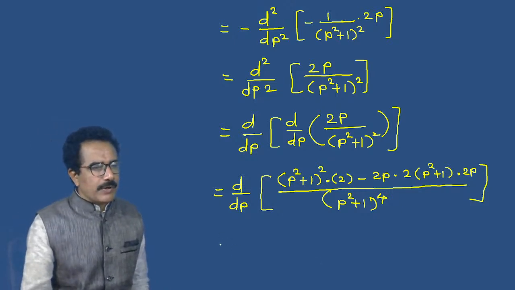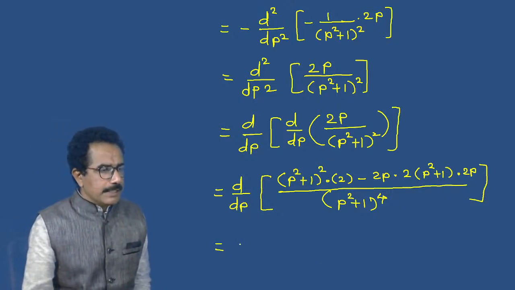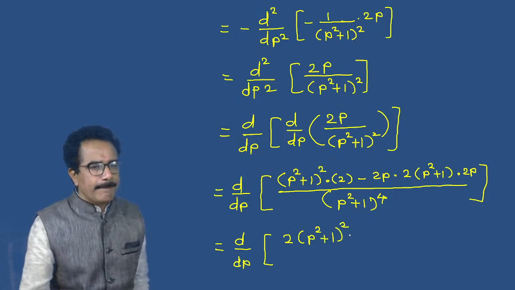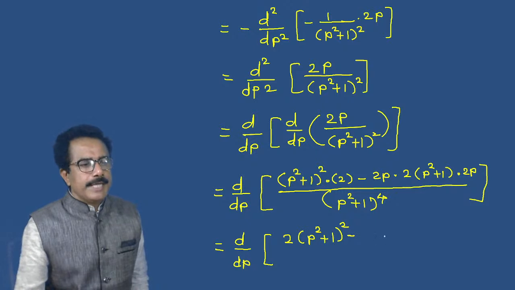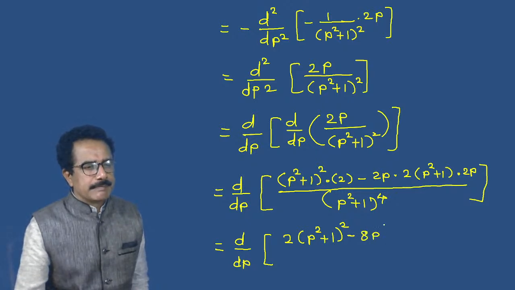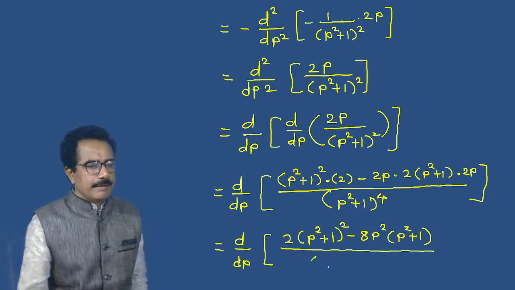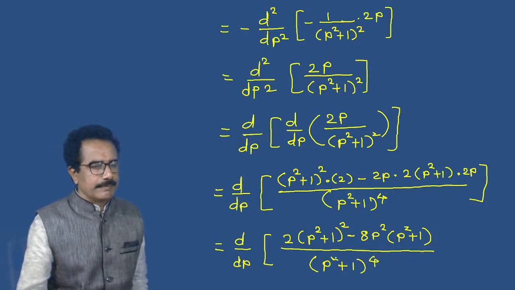Yes, now again solve this. d by dp of 2 into p square plus 1 bracket square minus 8p square into p square plus 1, divided by p square plus 1 bracket raised to 4.